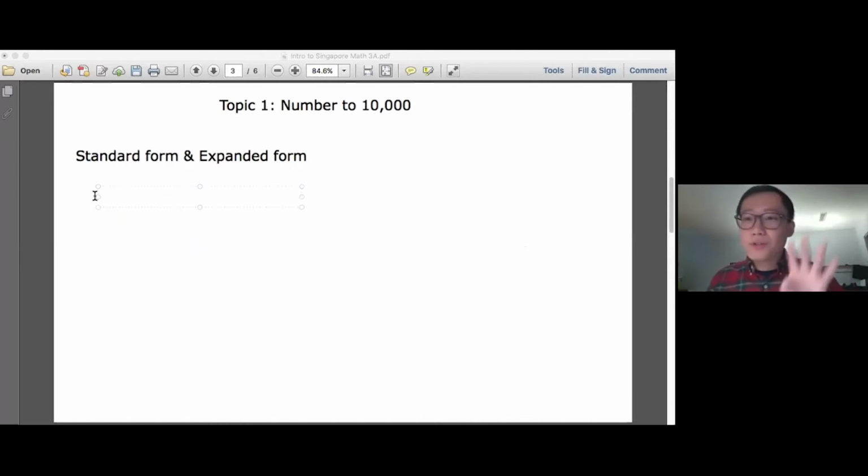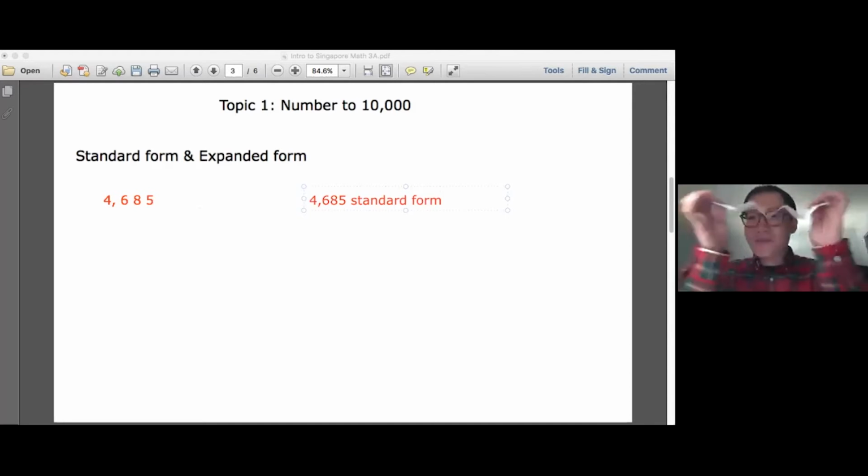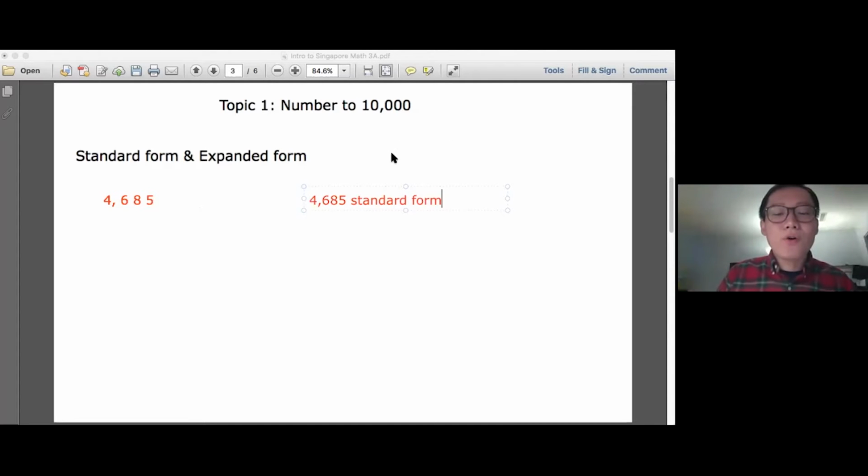Let's look at another example. This time, we're going to use a 4-digit number, so up to thousands. Let's take 4,685. So this is a 4-digit number, and the highest place is going to be the thousands. Standard form is just the number as it is, 4,685. This is the standard form. Now let's do the expanded form. Get ready to expand. The first digit 4 is in the thousands place. So what that really means is the 4 is a 4,000.